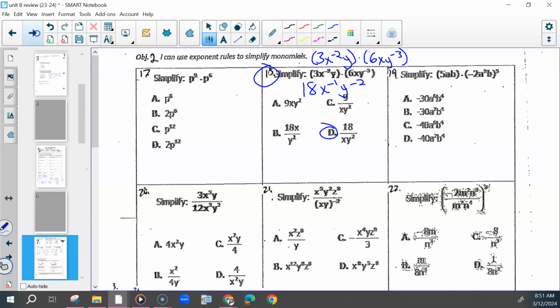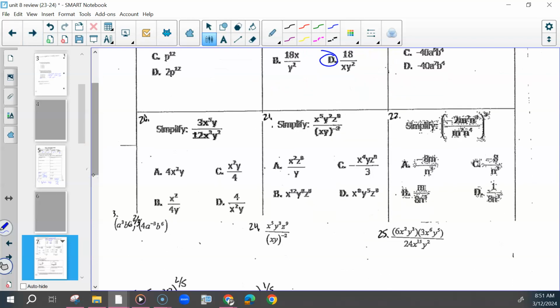Other questions on this page? 22. 22, you said? So this says negative 2m squared n to the third all over m squared n to the fourth, in parentheses, all raised to the third. Another example where you have a choice, divide the like bases and subtract the exponents, or deal with the exponent.